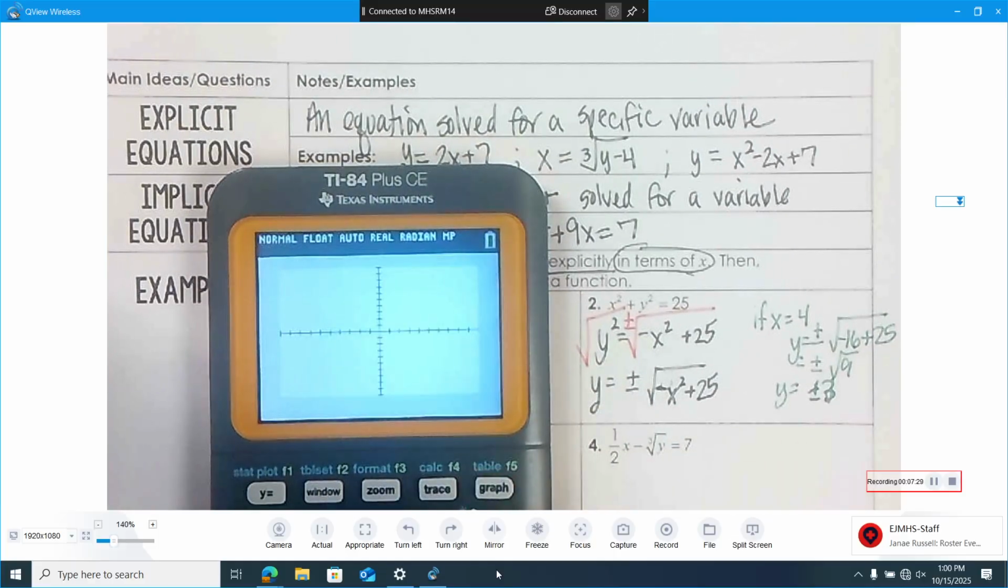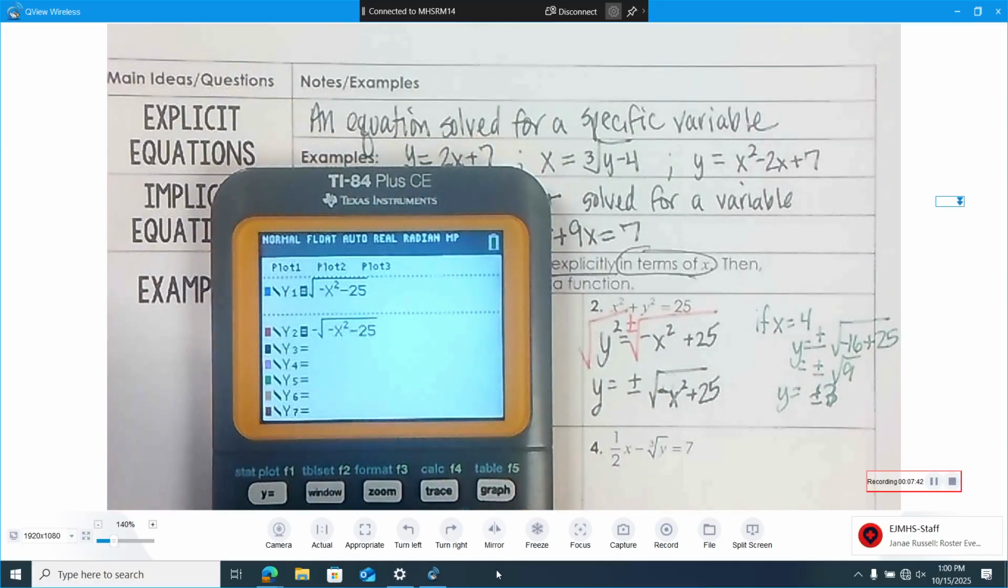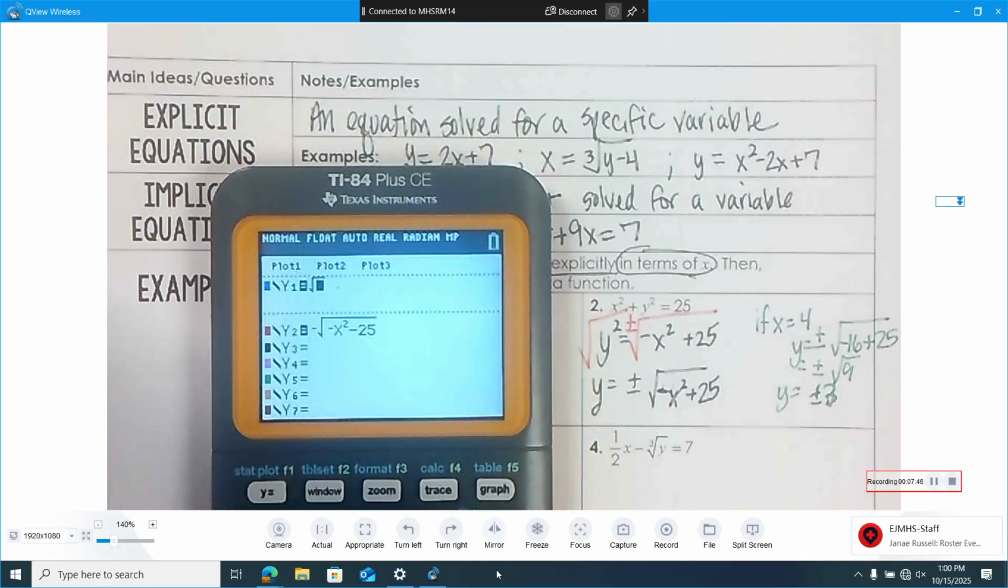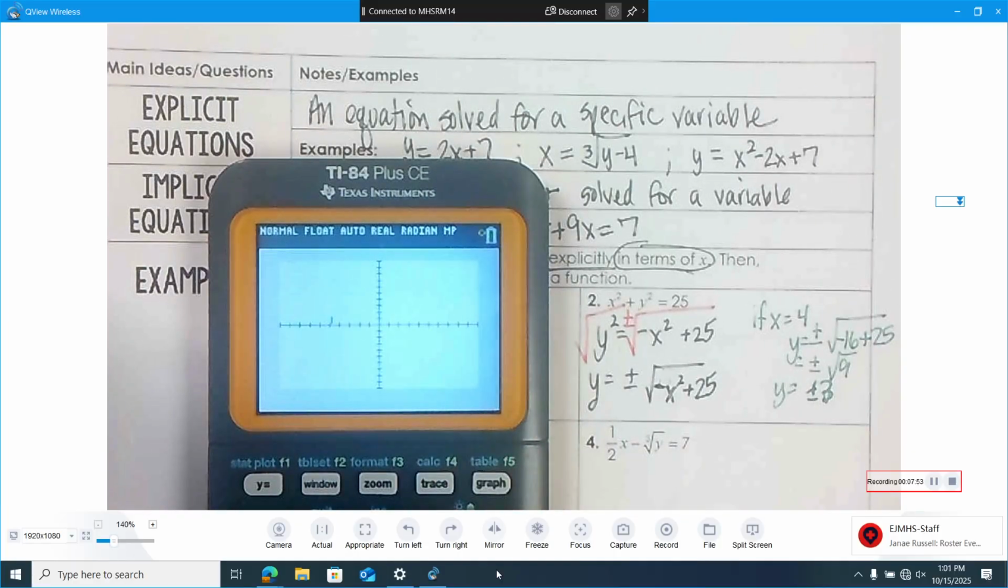I'm not quite sure why it's not graphing. Maybe it's just really slow. I'm waiting for the calculator to graph. I don't know why it's so slow though. Oops. There it goes. Okay, for some reason it doesn't like the order.